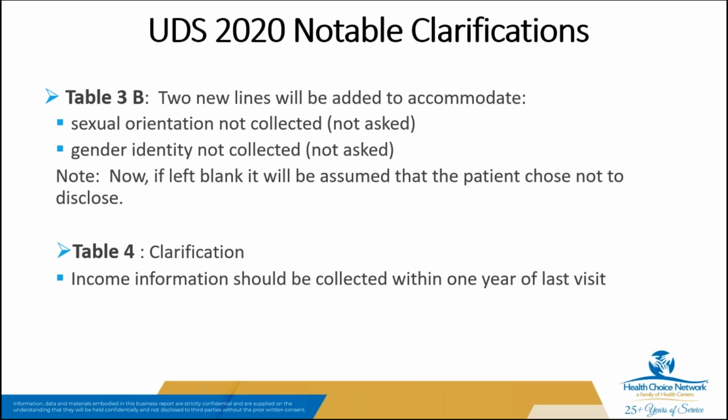So that's one clarification. And then they also gave a clarification on when income information should be collected. And basically, income information should always be collected within 1 year of the last visit. So if a patient comes in this year for the first time, and we look back and see that 1 year has already lapsed since their last visit, then it's time to ask for that information again. Okay, so 1 year is really the standard for when you should be asking for updated income information. Next slide, please.